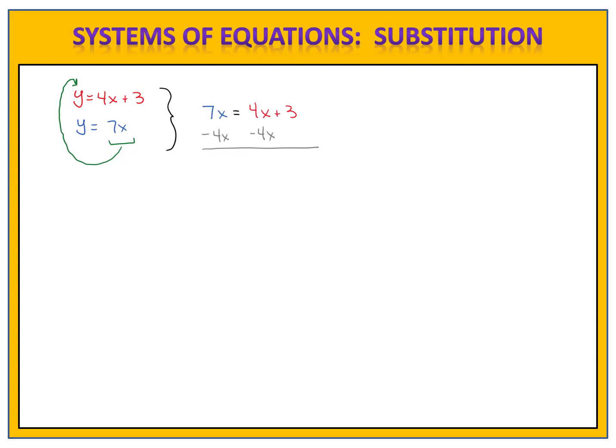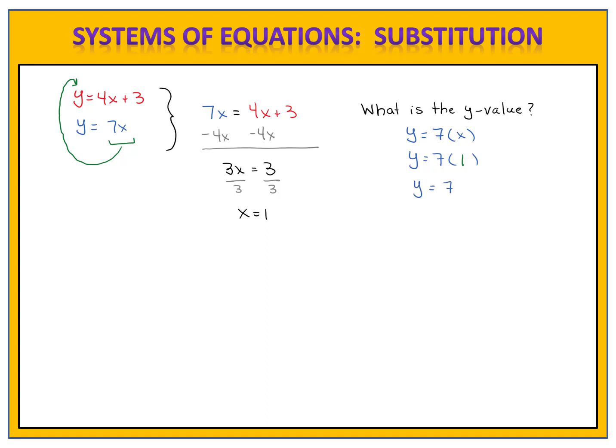Now we solve by using our properties of equality. When we do that, we find that x is equal to 1. Now we need to determine the y value. You can choose either the red or the blue equation in order to find the y value. I recommend choosing whichever is simplest. y equals 7x, substitute 1 in place of x, y equals 7.